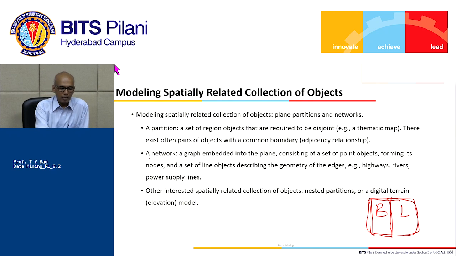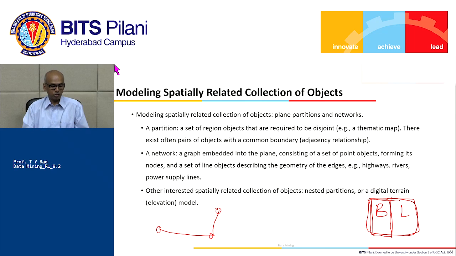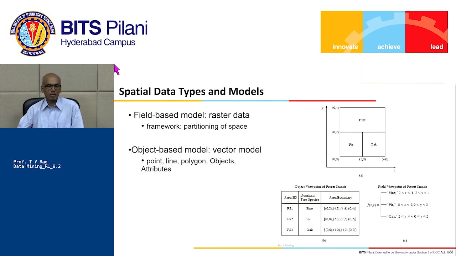Or the other way may be that we can create a network. So we can say that there is a town here, there is a town here, and there is a town here. There is a direct road between these two towns, and there is another road between these two towns. So here we are representing the spatial relationships in the form of a network. Or we may further relate them in the other objects, such as the partitions, nested partitions, etc.